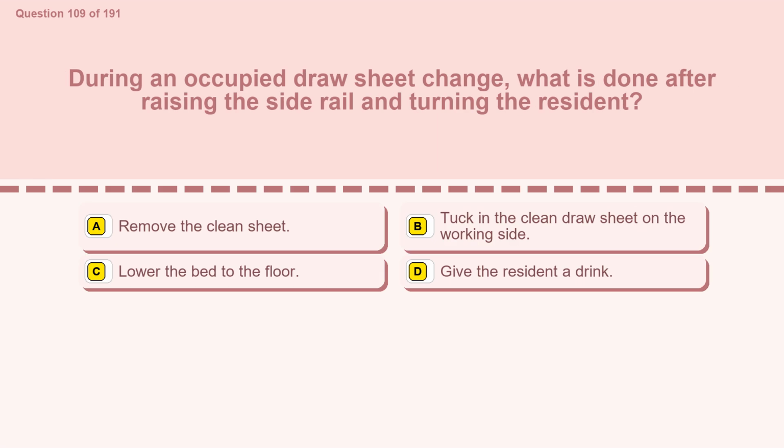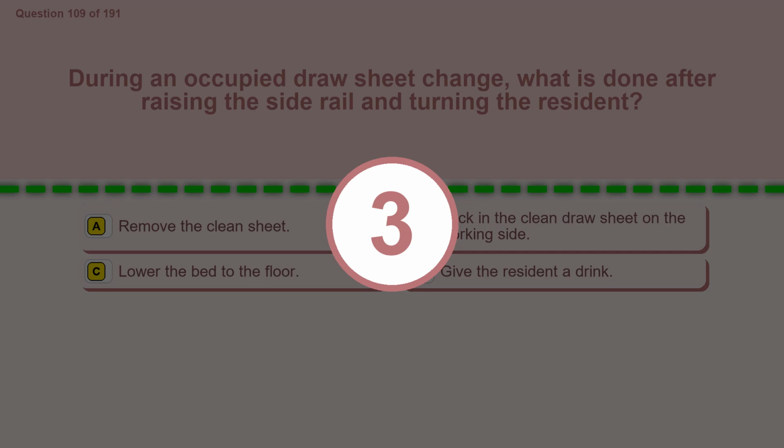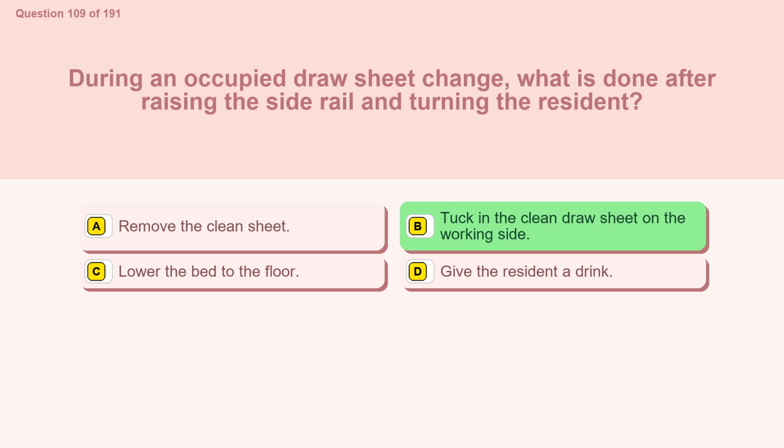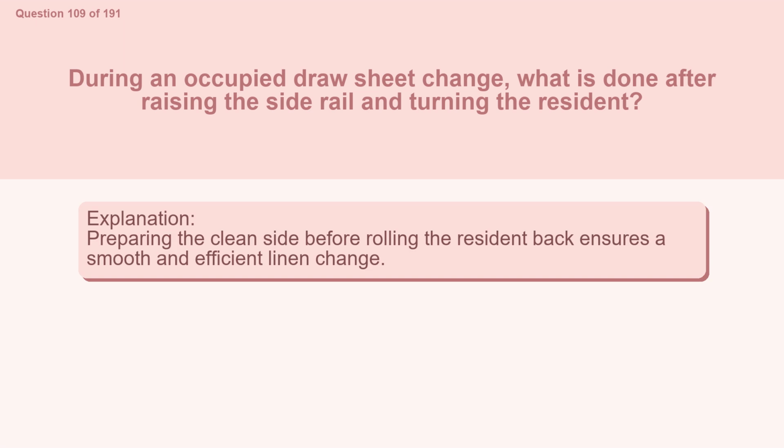Question 109. During an occupied draw sheet change, what is done after raising the side rail and turning the resident? Option A, remove the clean sheet. Option B, tuck in the clean draw sheet on the working side. Option C, lower the bed to the floor. Option D, give the resident a drink. The correct answer is option B, tuck in the clean draw sheet on the working side. Preparing the clean side before rolling the resident back ensures a smooth and efficient linen change.